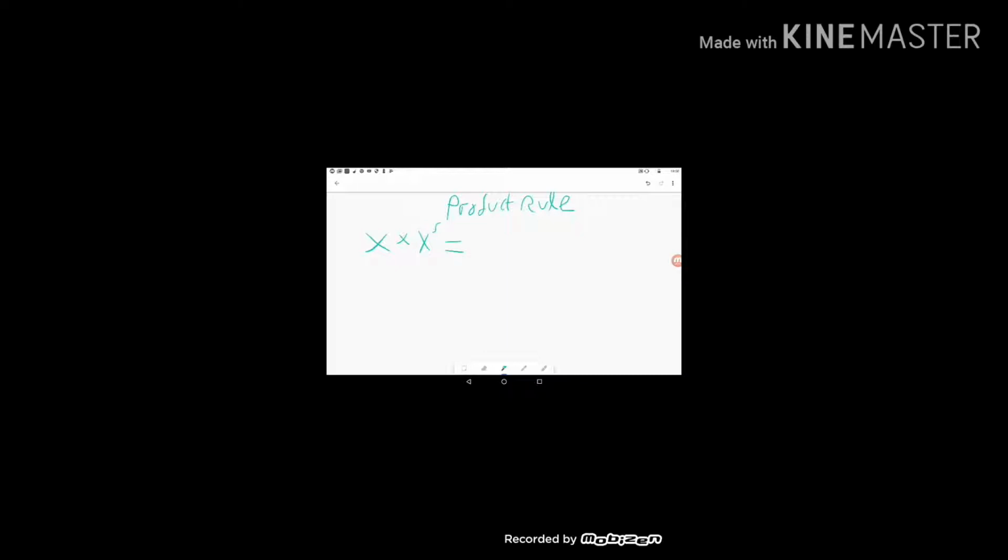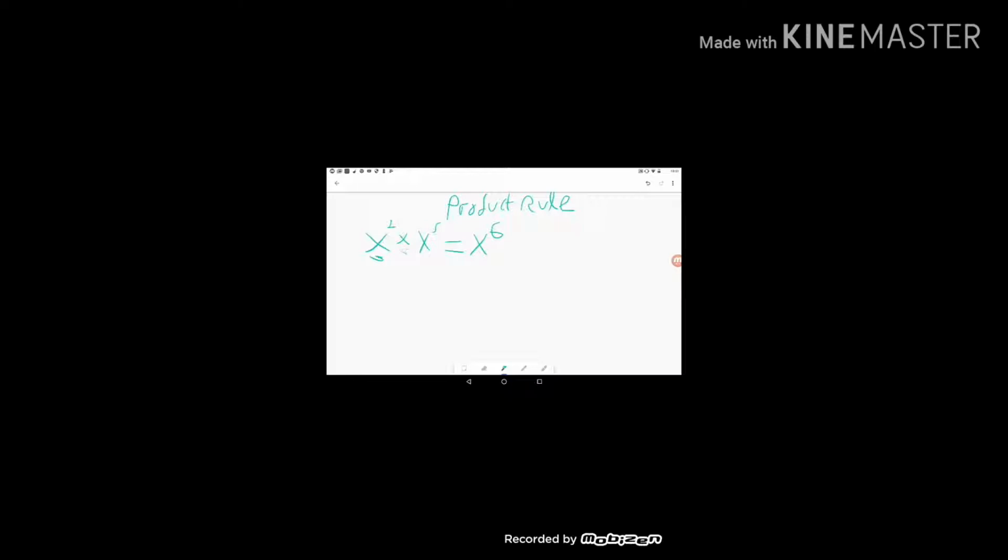Now, the thing is, whenever you have an x by itself, automatically its power is going to be 1. So if that ever confuses you, just put a 1 next to an empty x, so you don't get confused. According to the product rule, you add their powers, or exponents. So 1 plus 5 gives you 6, and you keep the x. Therefore, x multiplied by x to the 5th gives you x to the 6th.